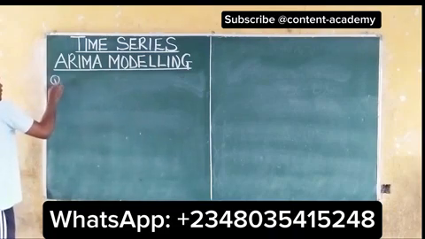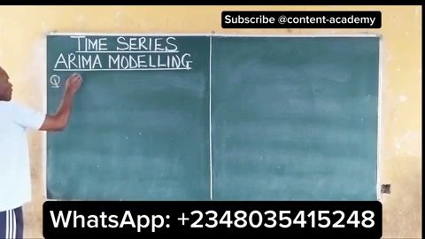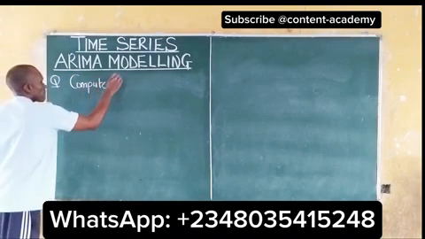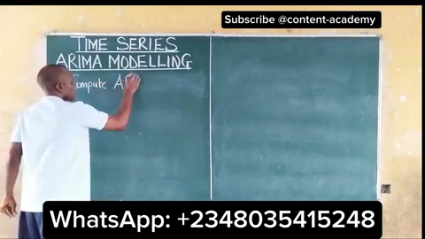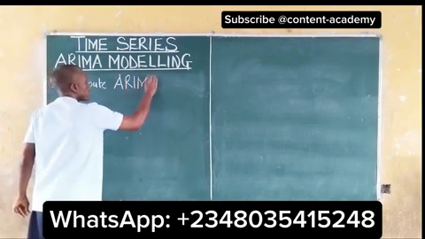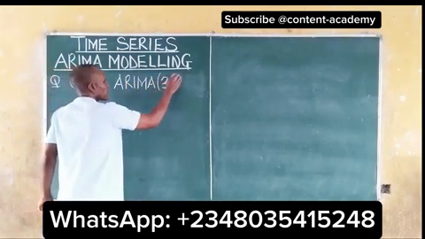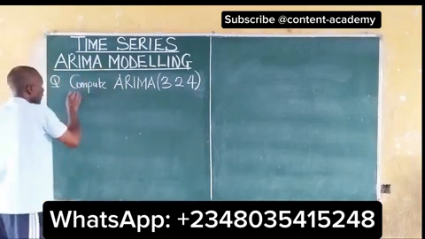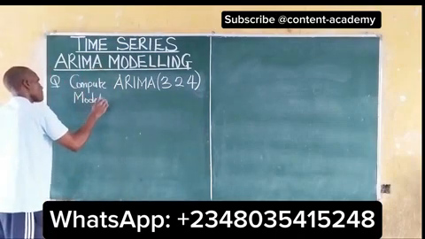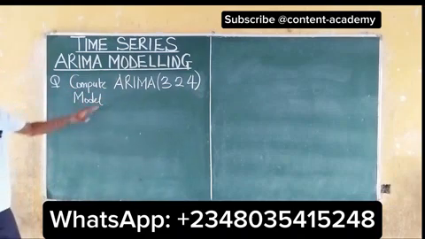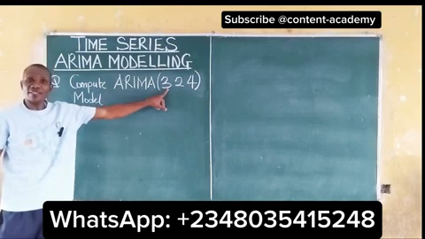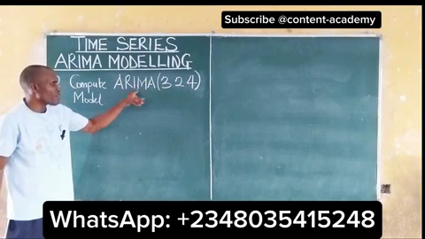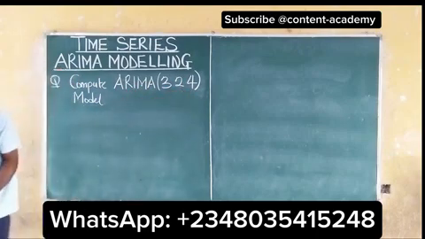So we have here another question. Complete ARIMA 3, 2, 4 model. For this ARIMA 3, 2, 4 model, our autoregressive part is of order 3, our moving average part is of order 4, while the differential part is just 2.